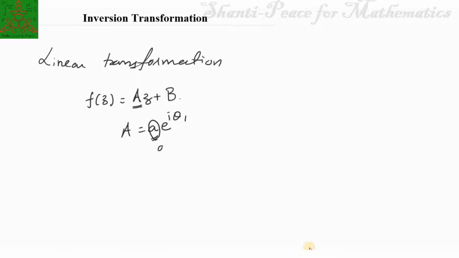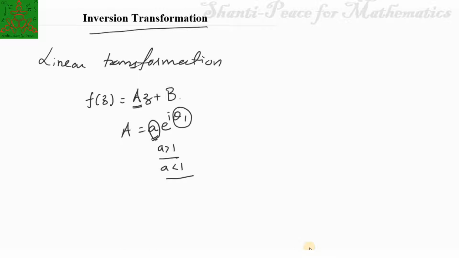If |a| is greater than 1, then it is a magnification, that means it stretches the figure, and if |a| is less than 1, then it contracts the figure. The amount of theta depends on how much rotation of the shape there is. So whatever the value of theta is, the figure is rotated by the angle theta 1. That is what we discussed in our previous video. In this video we are talking about the inversion transformation.